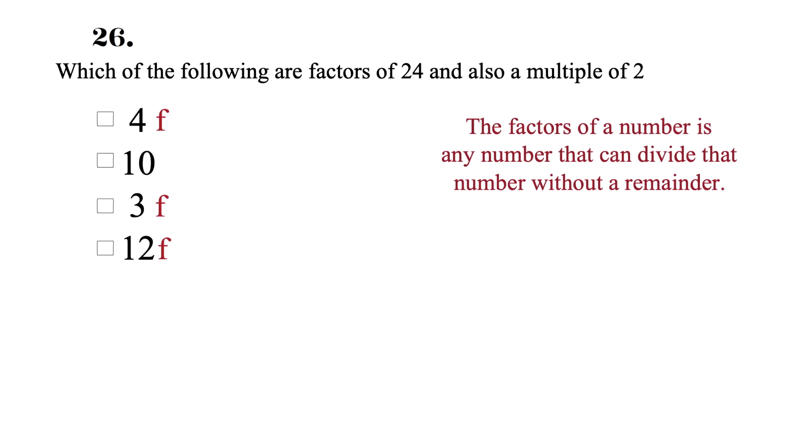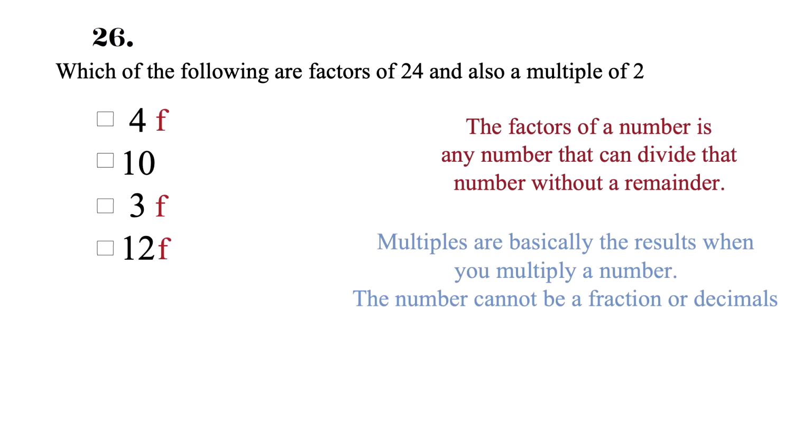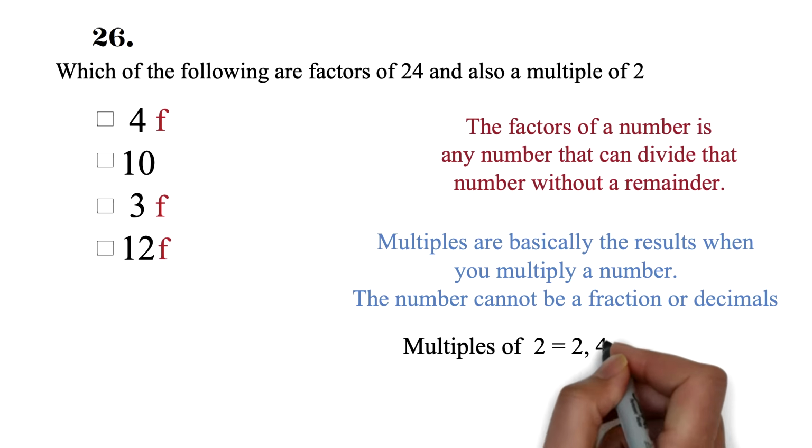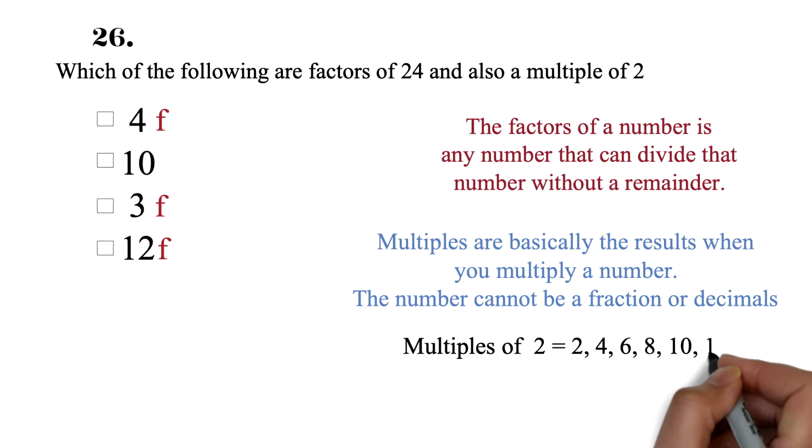The question says that the values must also be a multiple of 2. Multiples are basically the result when you multiply a number. The number cannot be a fraction or decimal. The multiples of 2 are 2, 4, 6, 8, 10, and so on. You can see that this is basically the multiplication table. No need to go through all the numbers. We are just going to go through the numbers that are already factors.